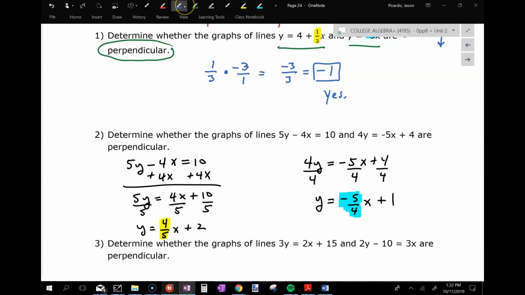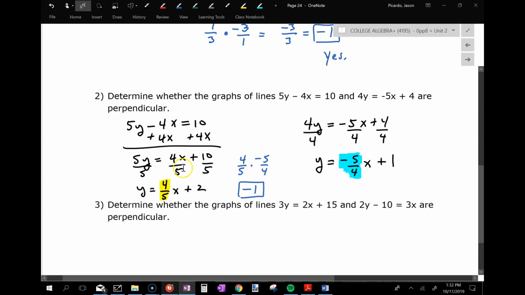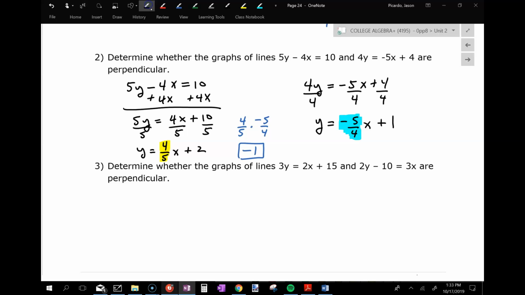So if all is well, then what's going to happen? 4/5 times -5/4 will be -1. That's -20/20. So these are perpendicular, right? Did you flip them? I didn't need to. I wanted to know, was this line perpendicular to this line? So that was the slope, that was the slope. I multiplied them together and I got -1, so yes, they are. Are these graphs perpendicular? Well, they are if their slopes multiply to be -1. So let's get y alone.